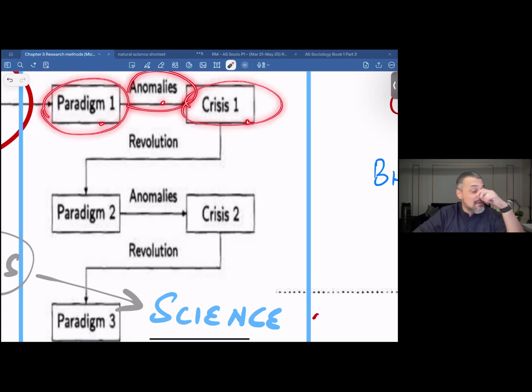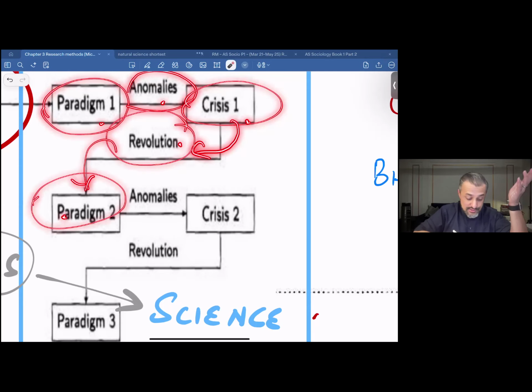And once a paradigm is in a state of crisis, this is when newer scientists get the opportunity to use it and bring in a revolution. And through this revolution, there comes another paradigm, which is different from the initial paradigm that was there.